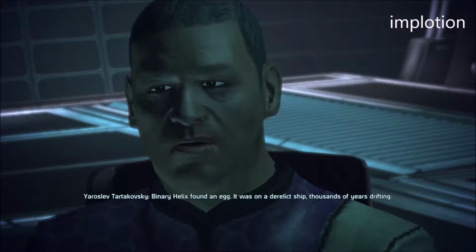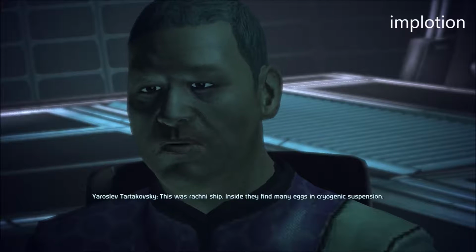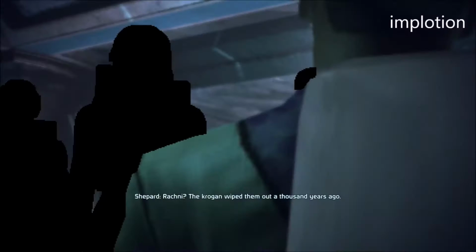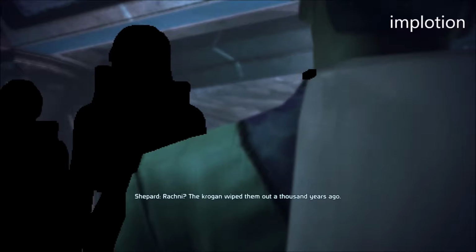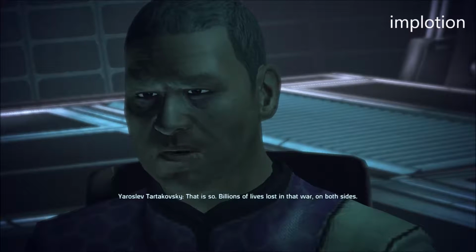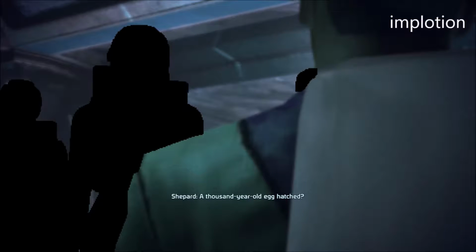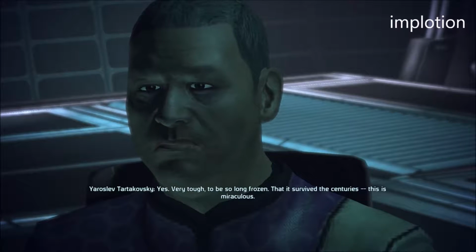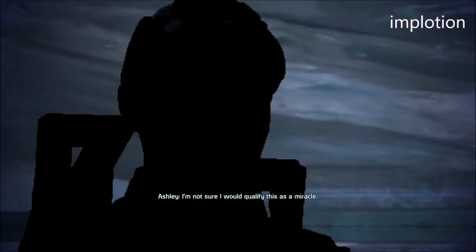Binary Helix found an egg. It was on a derelict ship, thousands of years drifting. This was Rachni's ship. Inside they find many eggs in cryogenic suspension. Rachni? The Krogan wiped them out 1,000 years ago. That is so. Billions of lives lost in that war, on both sides. 1,000-year-old egg hatched? Yes. Very tough to be so long frozen. That it survived the centuries. This is miraculous. I'm not sure I would qualify this as a miracle.